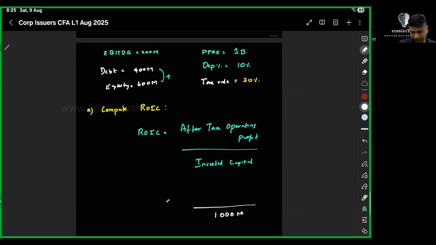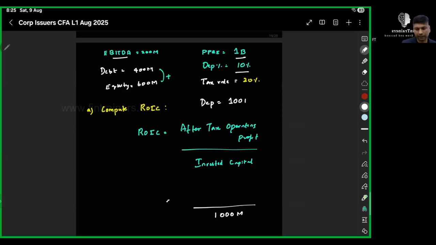What is my numerator? We said EBIT into 1 minus tax rate. That is your operating profit multiplied by 1 minus tax rate. They gave EBITDA, which is one step above EBIT. From EBITDA, what do we have to subtract? Depreciation. They gave the depreciation rate. They gave the property, plant, and equipment. So what is your depreciation expense?